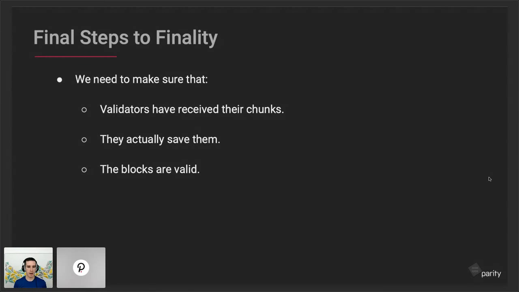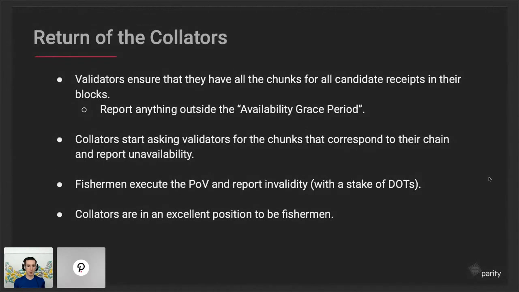So there are a few things we have to guarantee. We have to make sure that the validators actually receive their chunks, and not just the block author. We have to make sure that they actually save them. And then we have to make sure that the blocks are valid. Before these candidate receipts were sent out, the group of 10 validators on the parachain all attested that this block is valid. But the person who built the actual relay chain block hasn't validated all of the candidate receipts inside of it. So we need to guarantee that before we actually finalize it. So this is where the collators come back.